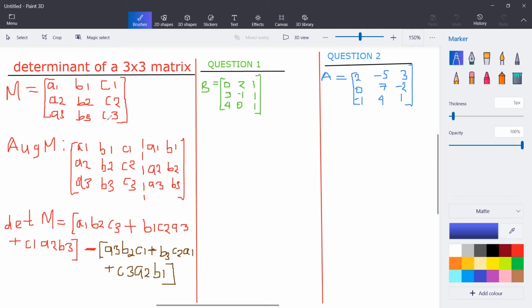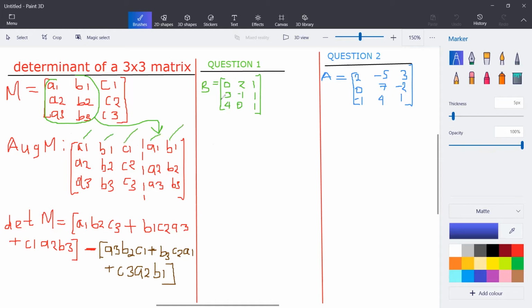Now the first step is always to get the augmented matrix of whatever matrix you have. What I mean by getting the augmented matrix is that you simply take the first 2 columns and append them to your matrix. So you'll have the same matrix, but you add the first 2 columns after the last column of your matrix. In short, you'll have 5 columns: 1, 2, 3, 4, 5.